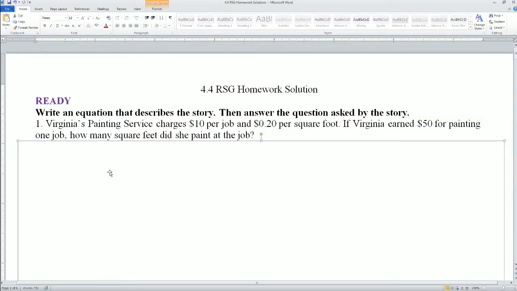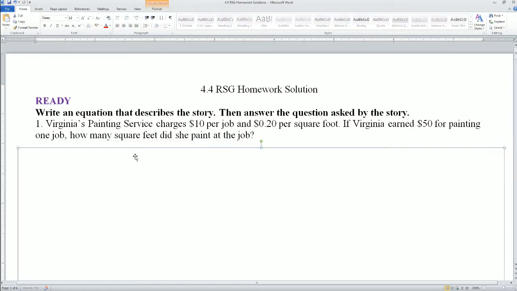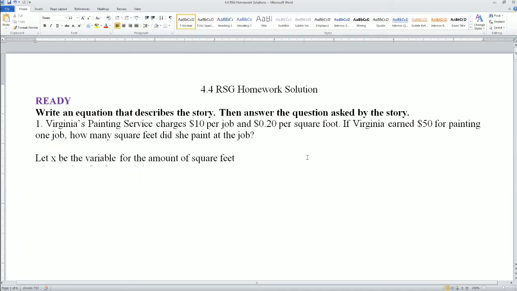Alright, we have the scenario here. The Virginia Paint Service charges $10 per job and 20 cents per square feet. If Virginia earns $50 for painting one job, how many square feet did she paint at the job? Alright, so the first thing that we have to do is define our variable. So I'm going to let x be the variable for the amount of square feet.